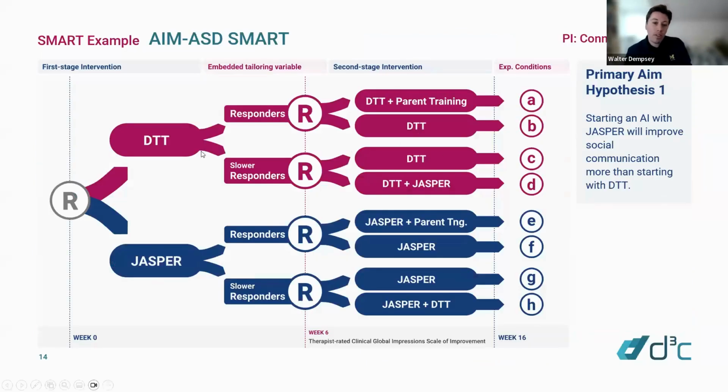So the first comparison is that you're going to take all those individuals who received DTT initially and all those individuals who received Jasper initially, and we're going to compare those two in sort of a two-arm trial kind of way, where the idea is you really want to understand, was it better overall across the population to start with DTT, or was it better overall to start with Jasper? And this is the typical primary question for a SMART trial. So when you're designing a SMART and sizing a SMART, the typical idea is you're going to compare these initial options.